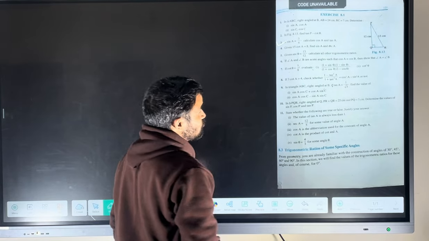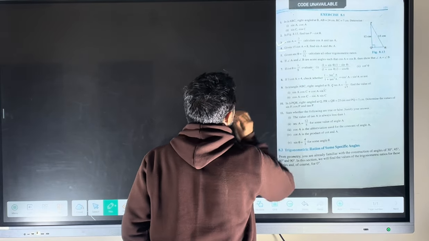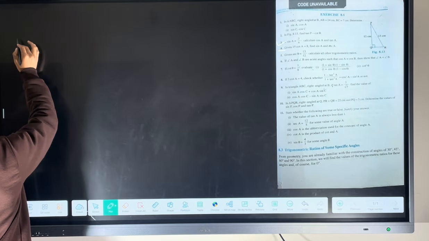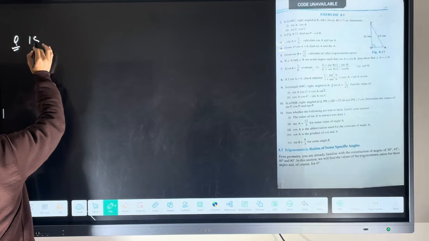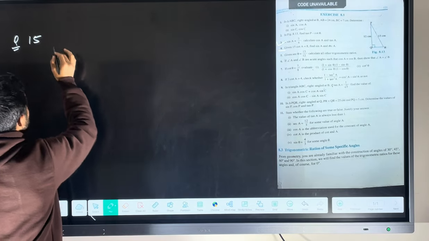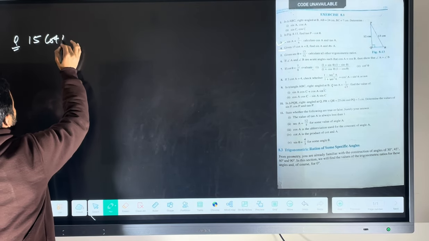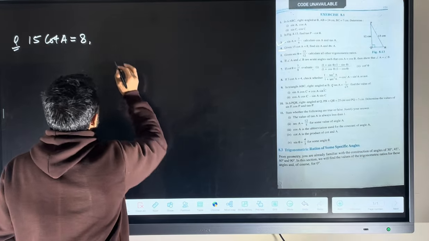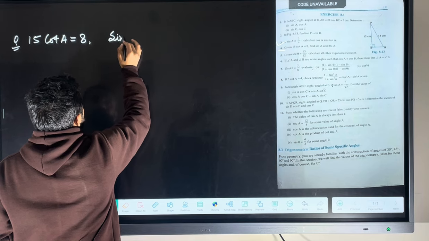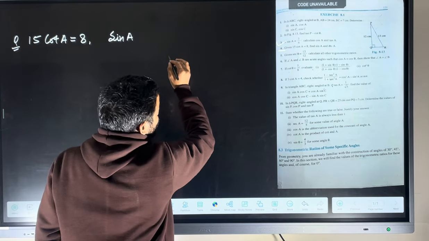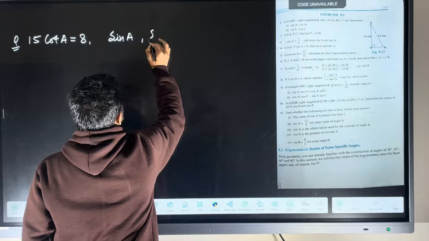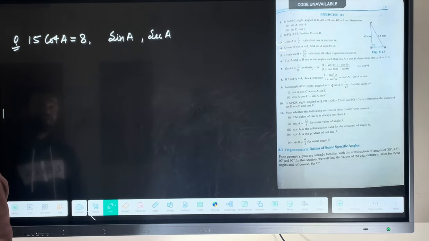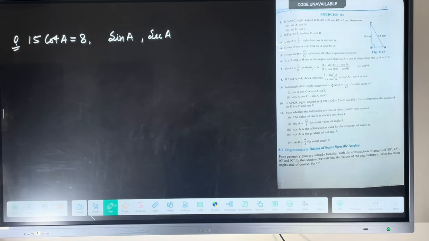In the previous class we have discussed some questions up to question number 3. Today we will do question number 4: 15 cot A is equal to 8, and we have to find sin A and sec A.